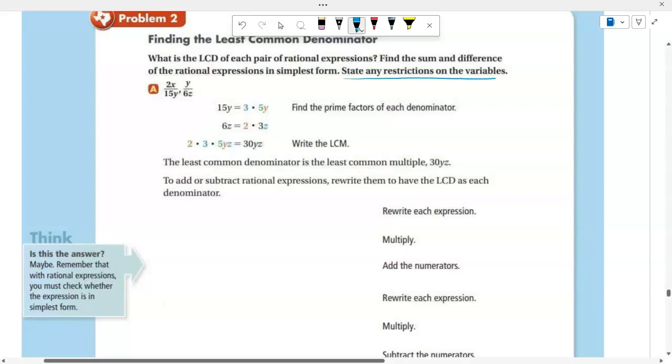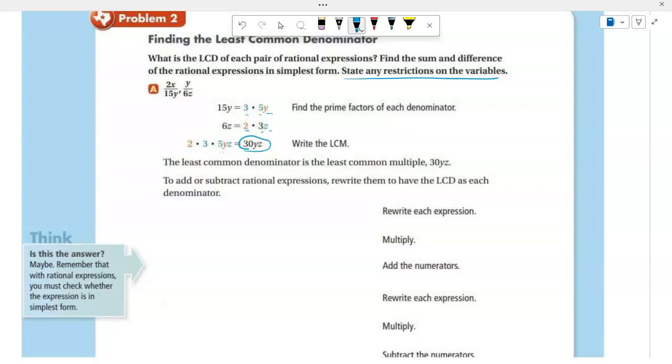State any restrictions. So we have 15y, which is 3 times 5 times y. 6z is 2 times 3, so we have 3 here, and we have 3 here, we have 2 here, we have 5, and we have y and z. So our LCM is going to be 2 times 3 times 5 times y times z, so it's 30yz.